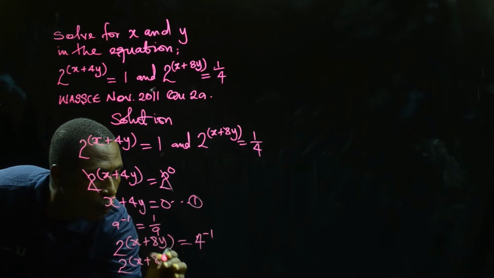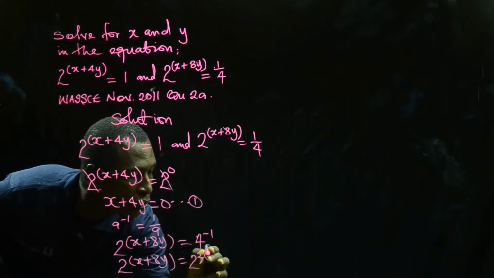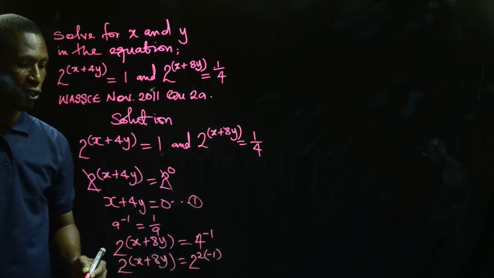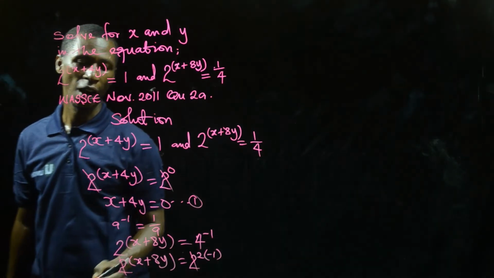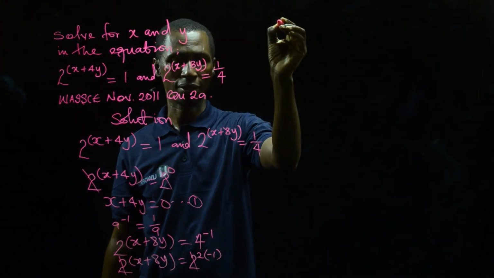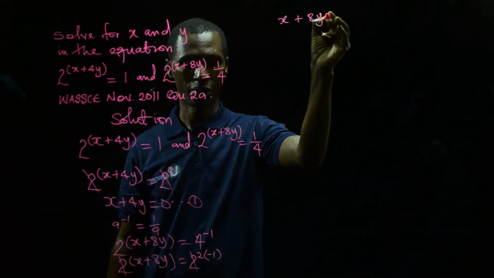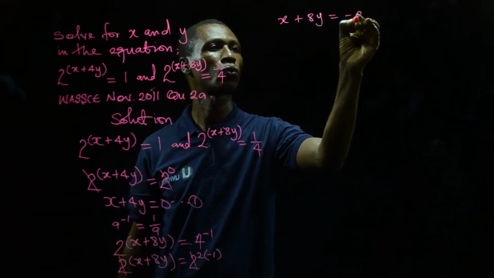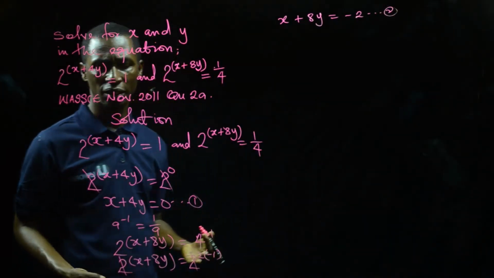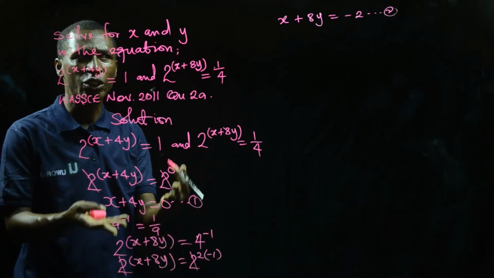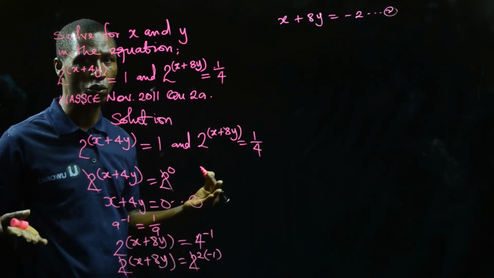2 to the power x plus 8y equals 2 to the power 2 minus 1, like this. So I can now equate my base. If I equate my base, I'm having x plus 8y equals minus 2. This is equation 2. What I normally tell my students is this: when you get to this point, you can just rewrite the equations and apply the best simultaneous equation method which you know is good for you.